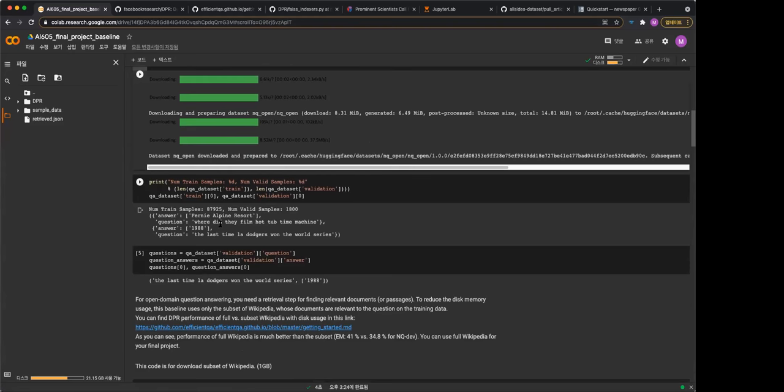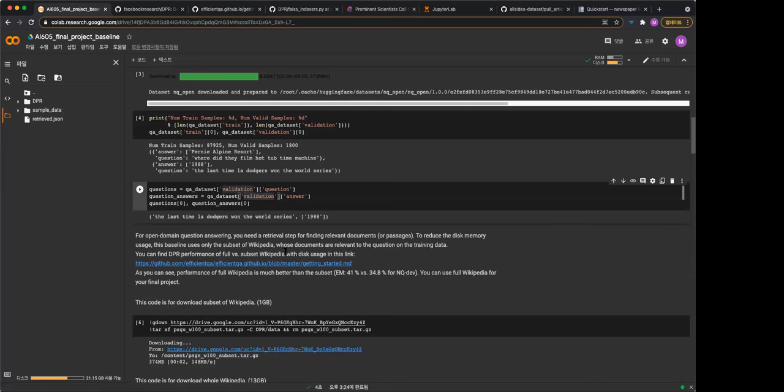So your data looks like this. Just the answer and question, because this is the open domain setting. And your goal is to predict the answers when the question is given. The upper one is the training data, and the lower one is the validation data. And the number of data is like this. You can also use the original Natural Questions data set with the context given for training your retriever.